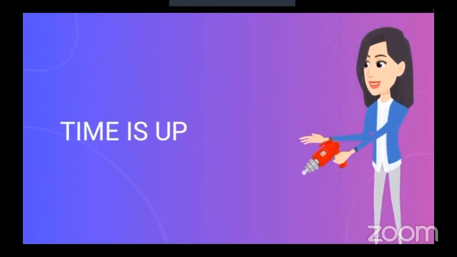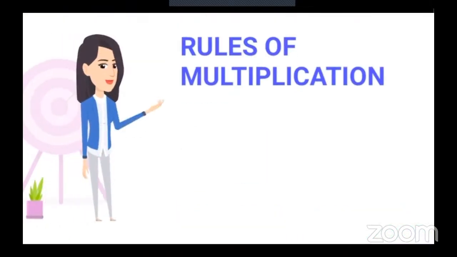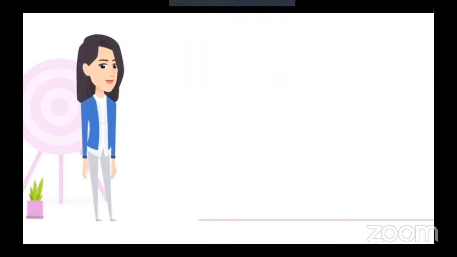Okay, time is up. In the rules of addition, we found the likelihood of combining two events. In these rules of multiplication, we find the likelihood that two events both happen. There are two rules of multiplication, the special rule and the general rule.